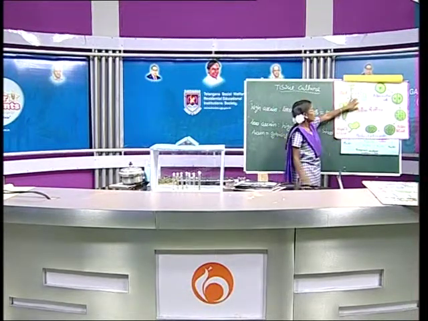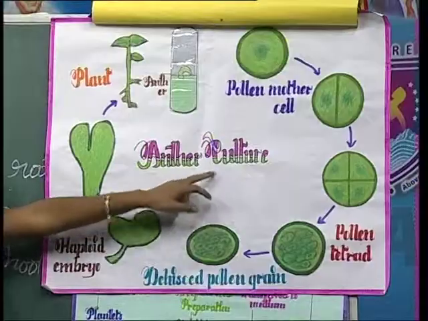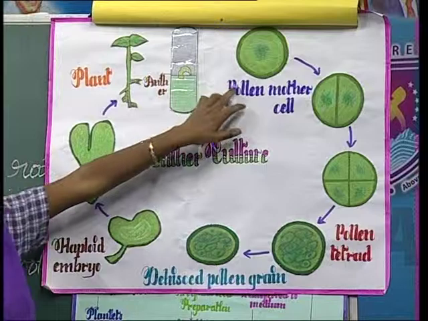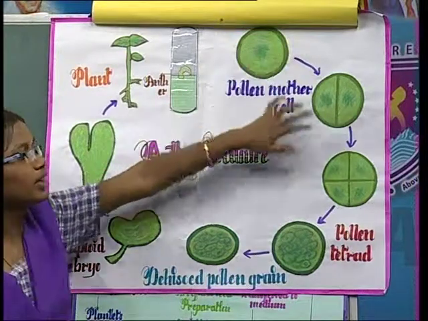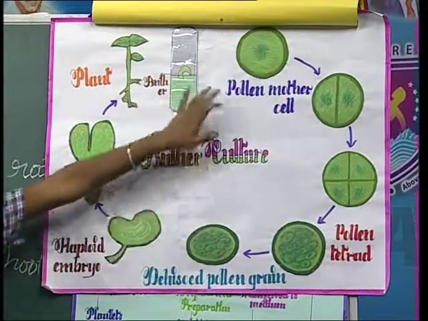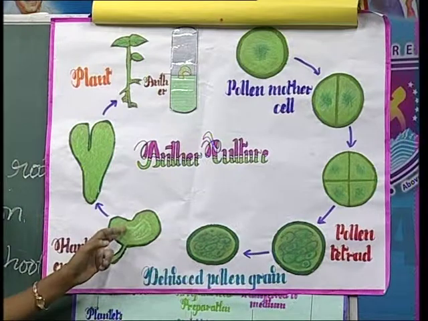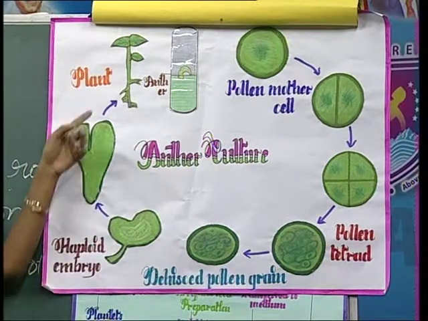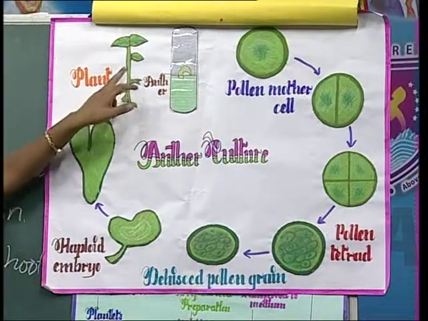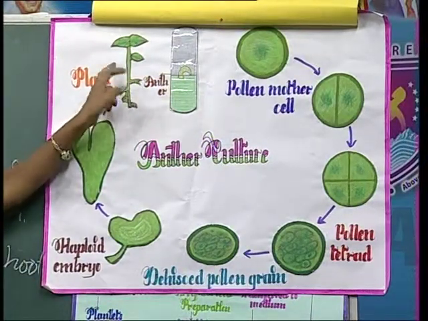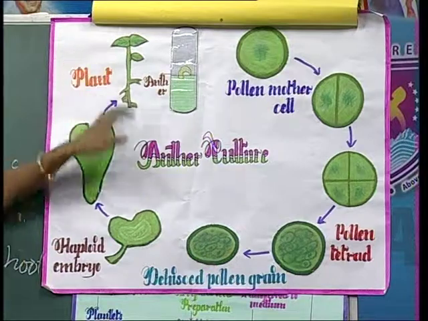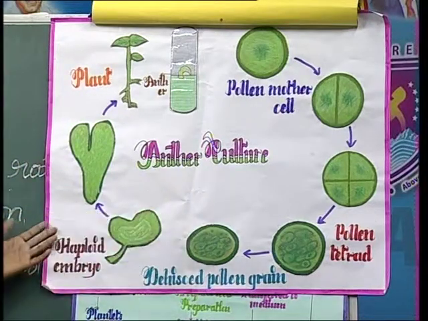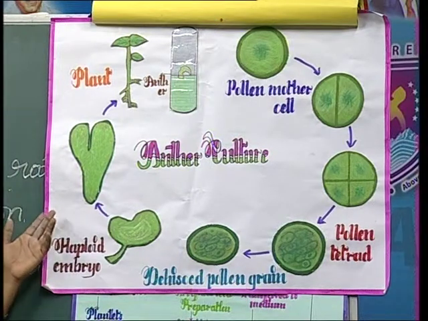Out of this, I have taken anther culture. I have taken anther in a medium, and the pollen mother cells undergo meiosis division and become a haploid embryo, which then becomes a complete individual haploid plant. This is about anther culture, and it is called organ culture.